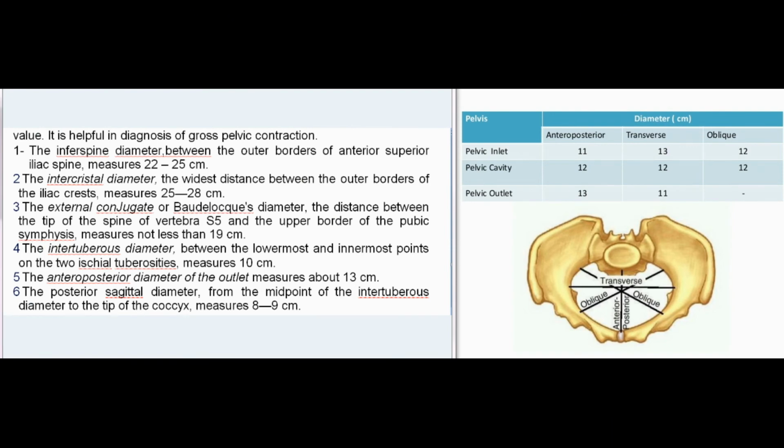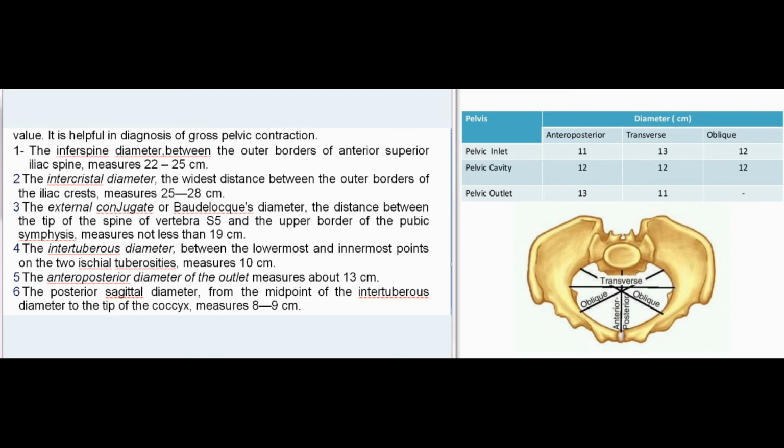1. The interspinous diameter, between the outer borders of the anterior superior iliac spines, measures 22 to 25 centimeters. 2. The intercristal diameter, the widest distance between the outer borders of the iliac crests, measures 25-28 cm. 3. The external conjugate or Baudelocque's diameter, the distance between the tip of the spine of vertebra S5 and the upper border of the pubic symphysis, measures not less than 19 centimeters.